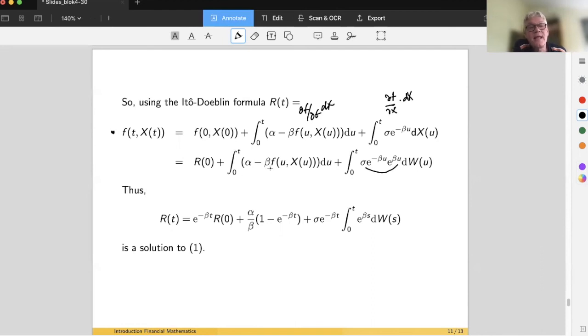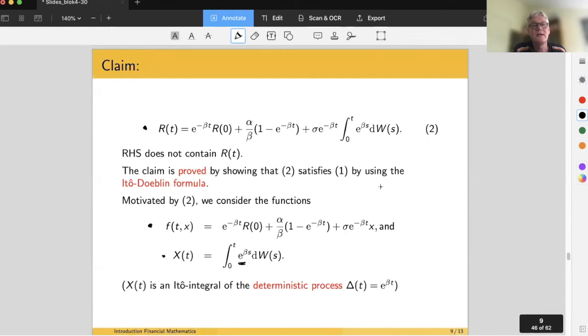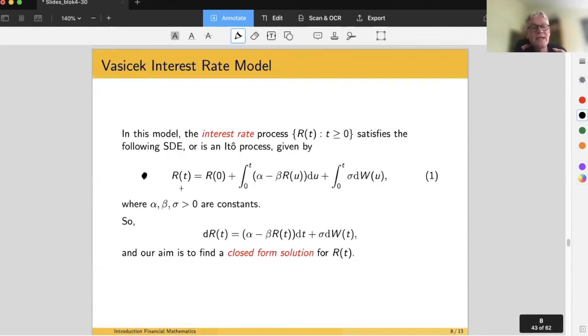That f here is nothing but r, that's ru. And what remains is exactly what we were looking for. So we see that rt is equal to r0 plus the integral from 0 to t alpha minus beta ru du plus the integral from 0 to t sigma dwu. Now, if we go back, that is our equation 1. So if we go back to equation 1 in the beginning, that is in fact exactly the one that we have recovered. Rt is r0 plus the integral from 0 to t alpha minus beta ru du plus the integral from 0 to t sigma dwu.